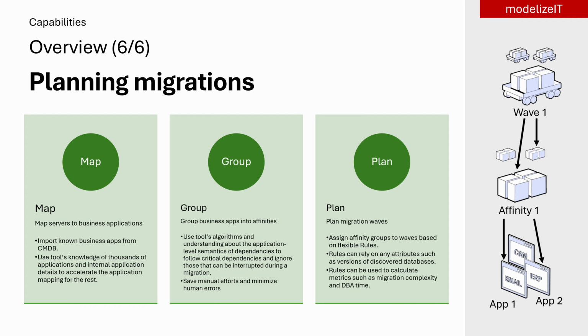Finally, the last stage involves planning the actual migration waves. Each wave contains a set of affinities. The modelizeIT software can find the optimal plan of attack and package affinities together in a way that meets both technical and business requirements.